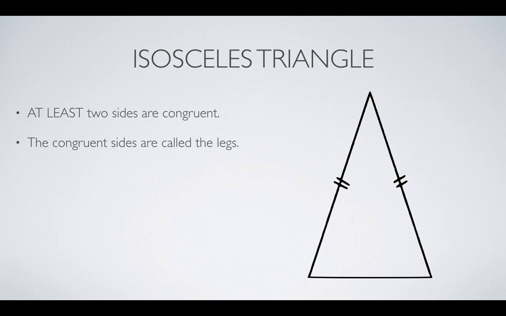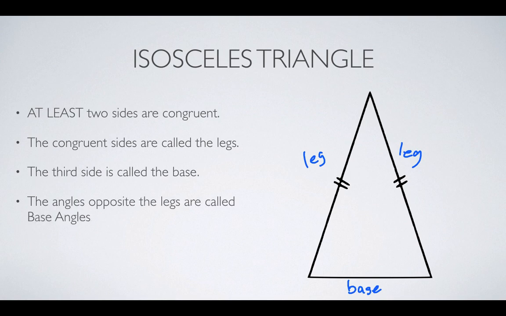The congruent sides are what we call legs. So I'm just going to mark those right here, leg and leg. The third side is what we call the base, and it is all about that base. Now, the angles opposite the legs are what we call base angles. So here's what I'm talking about when I say opposite a leg. So let's look at this leg that we have right here on the left side.